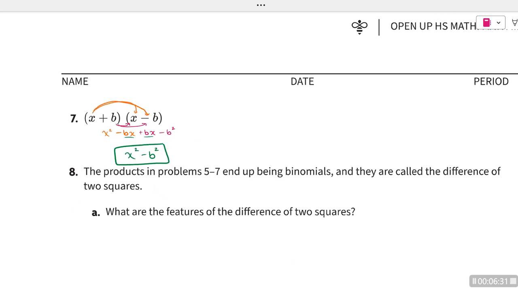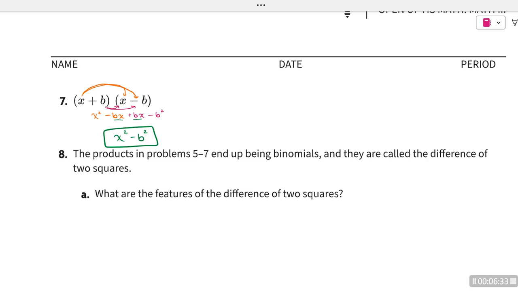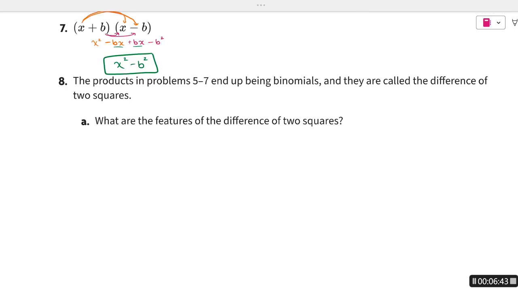So question 8 says the products in problems 5 through 7 end up being binomials. They are called the difference of two squares. What are the features of the difference of two squares? Okay, so the difference of two squares. Well, that word square is coming from the fact that we always end up with two terms. So difference of squares, we end up with two terms with a minus sign between them.